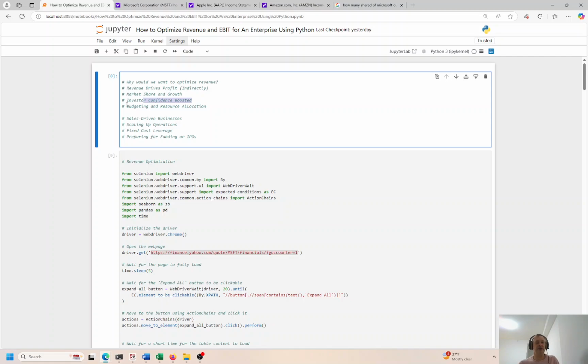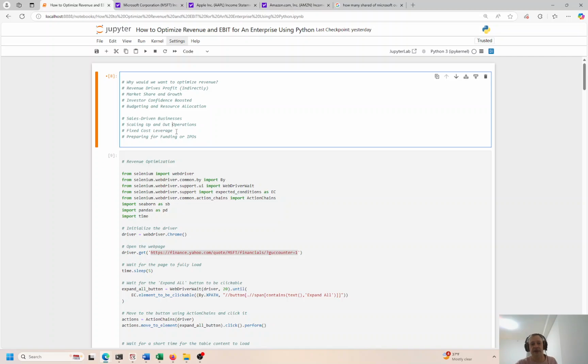Now things could change, right? Sometimes businesses go bankrupt, they go out of business for a variety of reasons, but based on what we're seeing right now, based on the current revenues, it's going to continue in perpetuity. Sales driven businesses, right? Everything is sales driven. The more the sales, the more you're earning, right? Scaling up operations. So understanding the revenue statement can help us scale up and scale out the operations, scale up and out.